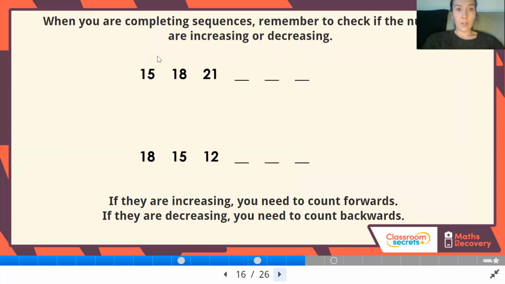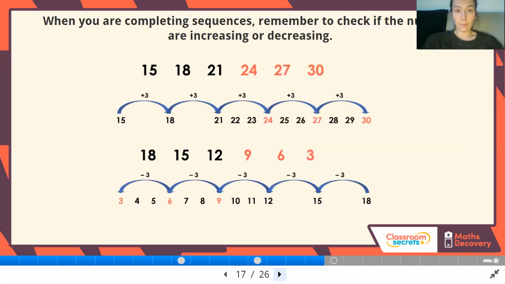Okay, final one I'm going to go through. When you are completing sequences, remember to check if the numbers are increasing or decreasing. So we've got 15, 18, 21. Those numbers are obviously getting bigger. However, this one, 18, 15, 12, those numbers are decreasing, they're getting smaller. And then this just shows you using your number line, your frog jumps.